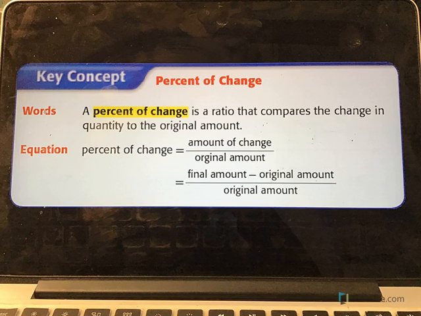All right, in this lesson we're going to be talking about percent change, one of everyone's favorite topics. Percent change is a ratio that compares the change in quantity to the original amount. So you see the equation: percent change is the amount of change over the original. How do you find the amount of change? You find the final amount subtracted by the original amount, divided by the original amount.